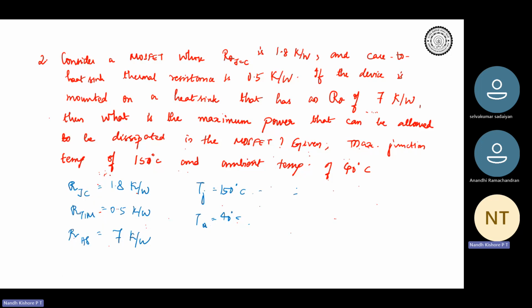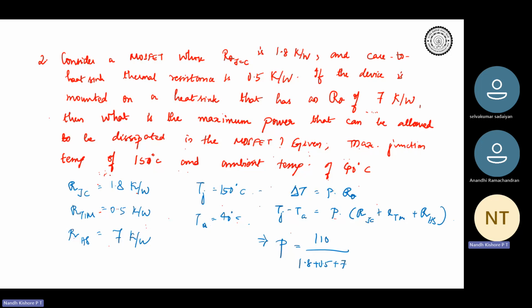So over here we know that delta T is basically P into R theta. So Tj minus Tm is equal to P into (RJC plus R TIM plus R heat sink). So what should be P? Tj minus Ta is 150 minus 40, which is 110, divided by 1.8 plus 0.5 plus 7. How much do you get? I think you will get 11.8 watts.